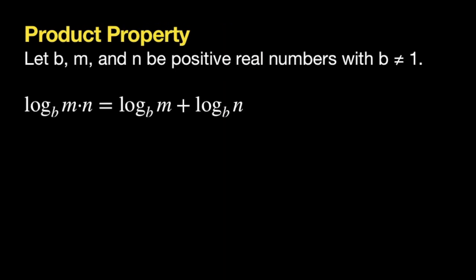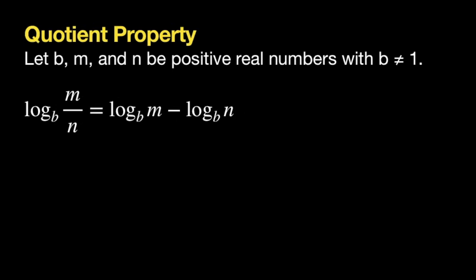Anytime you have positive b, m, or n, they could be fractions. They could be rational numbers. b is not equal to 1, so we cannot have 1 as a base. Anytime you're multiplying two things, you can rewrite them. You keep the base on both parts, but the two things you're multiplying, you put as you're adding the items. We can say log b of m plus log b of n.